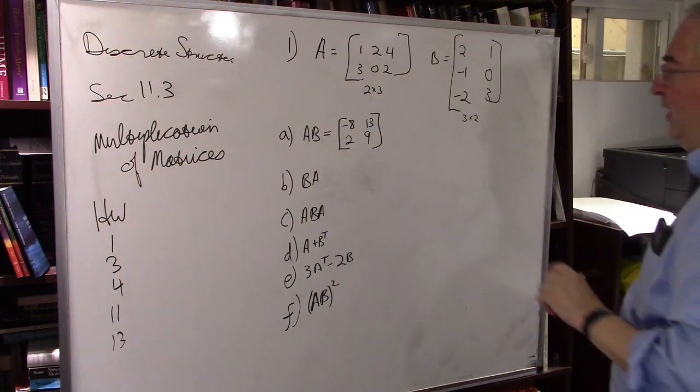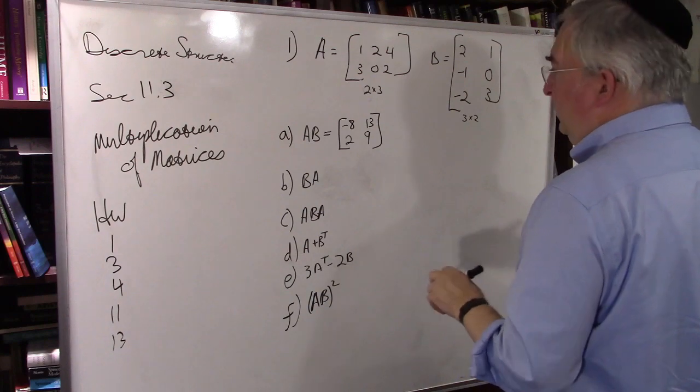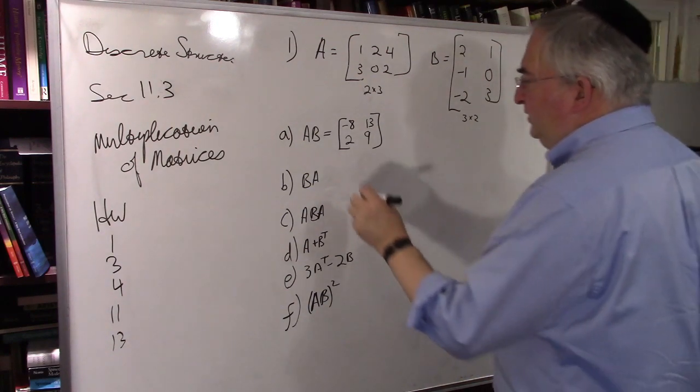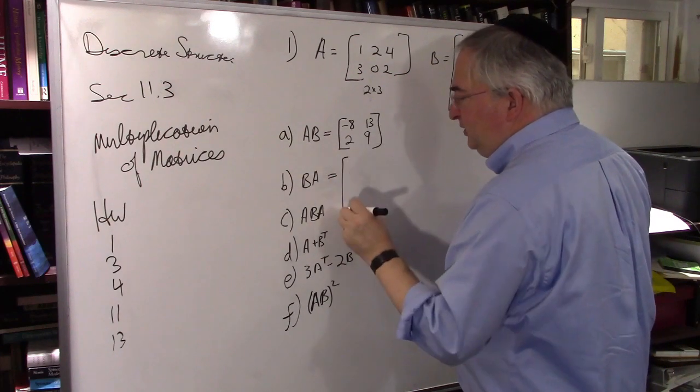Okay? BA is harder to see. Oh, I'm sorry, BA can't be done. Oh no, BA can be done. Okay, this is going to be a 3 by 3 matrix.